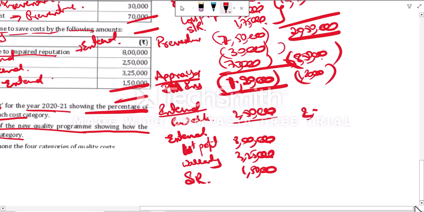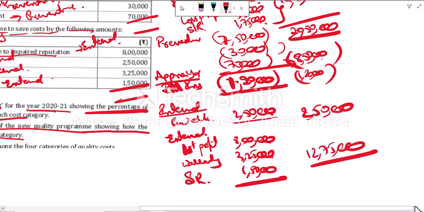So this one 2,50,000 and here 8 lakhs plus 3,25,000 plus 1,50,000, 12,75,000. Total amount 12,75 plus 2,50,000. This is the profit we got from incurring in cost of good quality. Minus how much we incurred, 8,50,000 minus 3,20,000. Ignore my writing. 5,55,000. This is the answer.